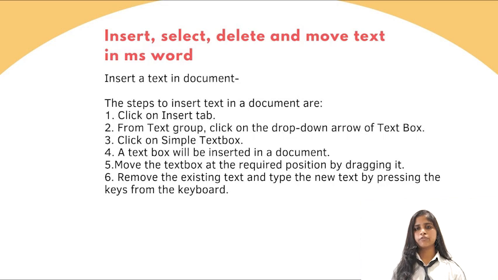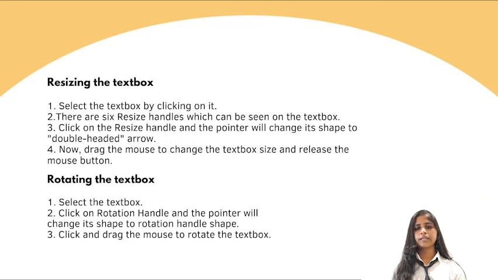The first step we have to follow is to click on the Insert tab. Then, from the Text group, click on the drop-down arrow of Text Box. Third, click on Simple Text Box. Fourth, a text box will be inserted in the document. Fifth, move the text box to the required position by dragging it. Then lastly, we just remove the existing text and type the new text by pressing the keys on the keyboard. Coming to the next topic, that is resizing the text box and rotating the text box.